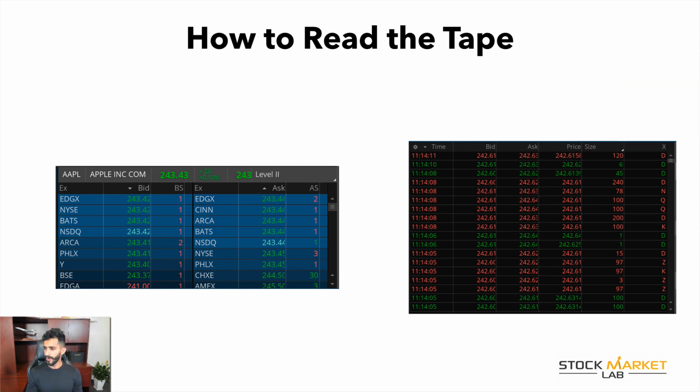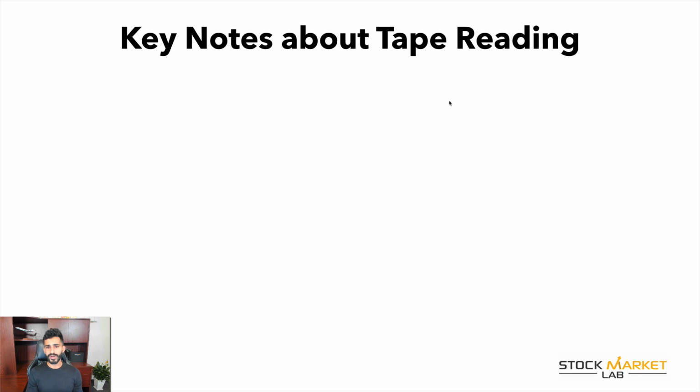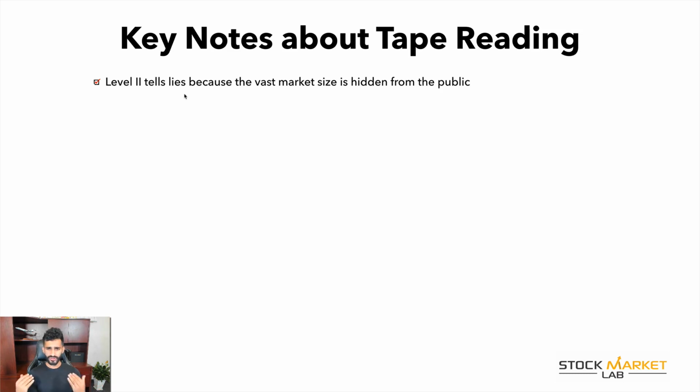Right. Now, these are some key notes about tape reading that I want you guys to understand. Level 2 tells lies because the vast market size is hidden from the public. Like I mentioned, level 2 is great, but you're not going to see the actual size on level 2. So if you go to level 2 and you see someone wants to buy 100 shares, don't say, wow, there's no buyers. Wow, there's a lot of sellers. No, I don't care about the numbers. The numbers on the quantity do not matter, because market makers are always hiding size.